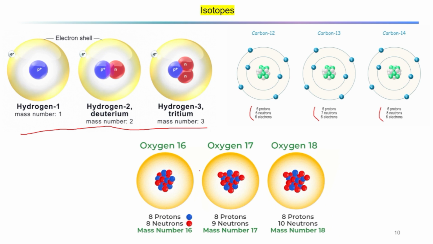Now let's see the isotopes of oxygen. So we have oxygen 16, oxygen 17, and oxygen 18. In case of oxygen 16, we have 8 protons and 8 neutrons. Whereas in case of oxygen 17, we have 8 protons and 9 neutrons. And in case of oxygen 18, we have 8 protons and 10 neutrons. So these are called isotopes to each other.